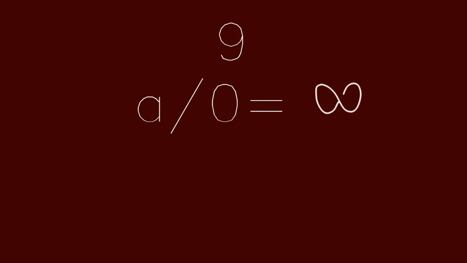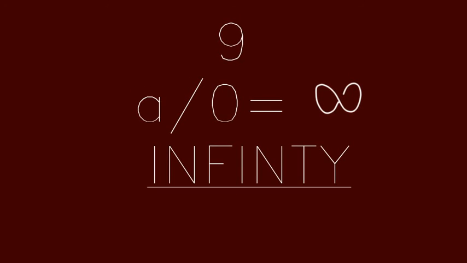Now on to the 9th property. What is a divided by 0? Now this is actually quite a tricky thing, but basically it's infinity. Yeah, and I think even right now mathematicians haven't found out what infinity really is. So yeah, it's basically infinity. So you have to look out for situations where we have 0 in the denominator.